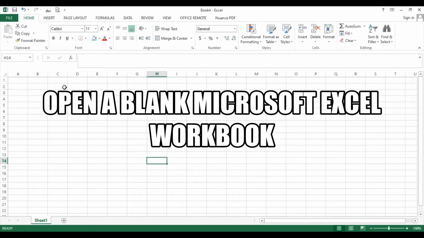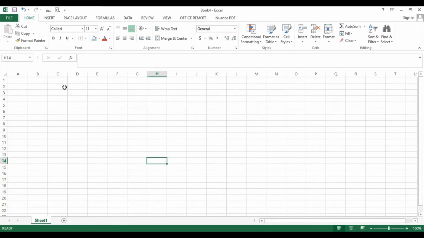to create a simple accounting system using Microsoft Excel. We will start with opening a blank Microsoft Excel workbook. So we just open a blank Microsoft Excel workbook. Then we change the name of the first tab. Instead of Sheet1, we will change it to a journal ledger.